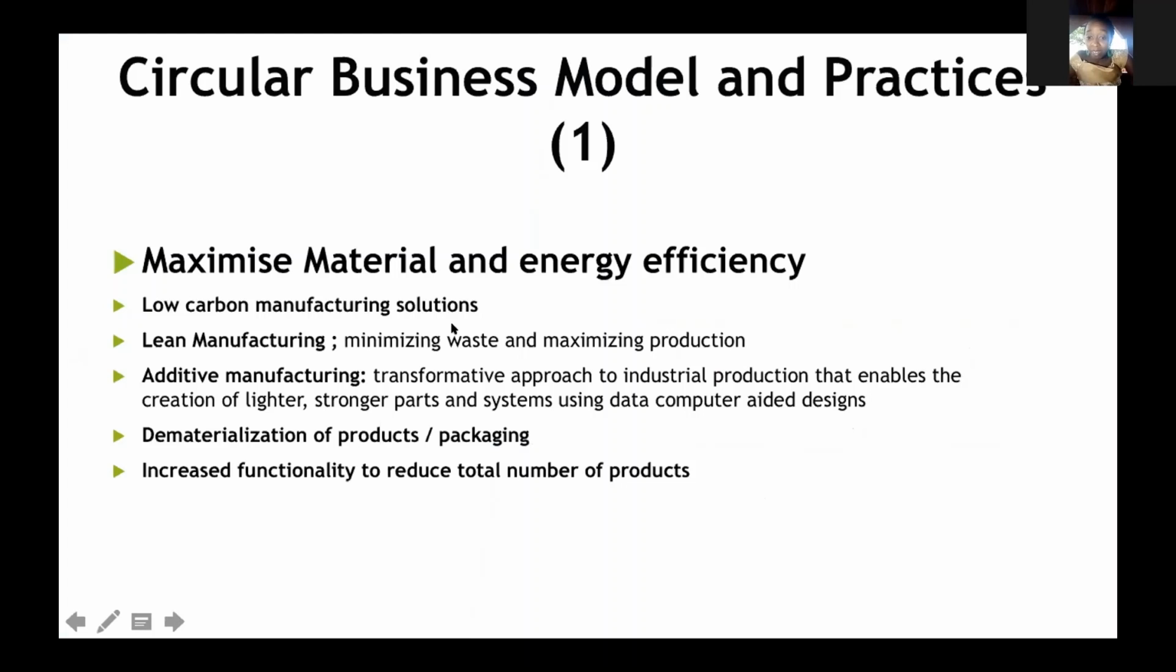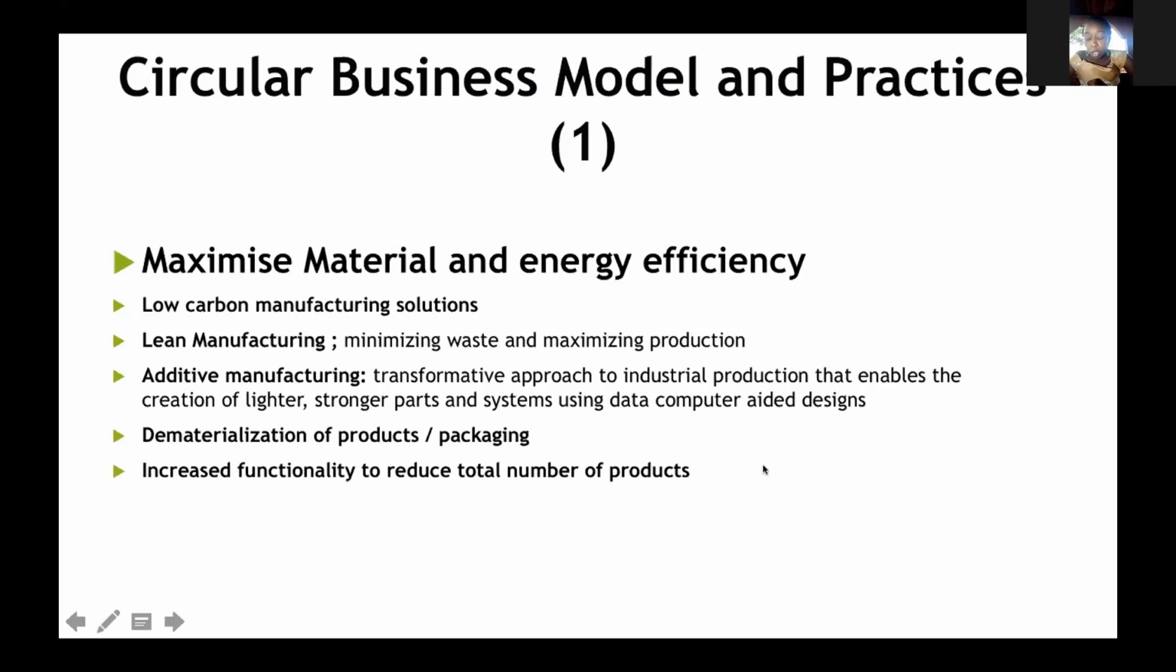So apart from lean manufacturing, in lean manufacturing you minimize waste and you maximize production. That is, you do your best not to create waste and pollution on the onset, and then you do your best to maximize production as well. Then we have additive manufacturing, that is still called the 3D design. That is a transformative approach to industrial production that enables the creation of lighter, stronger part and system using data and computer-aided design. And we have dematerialization of product.